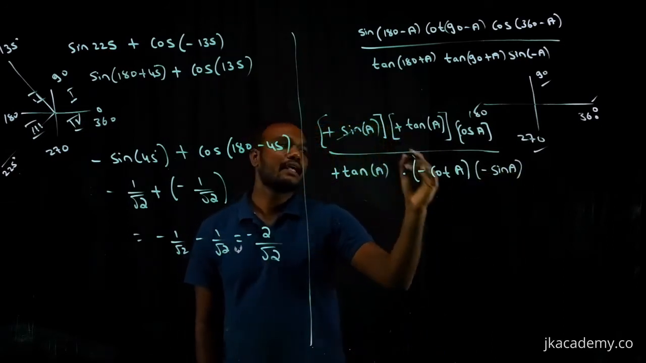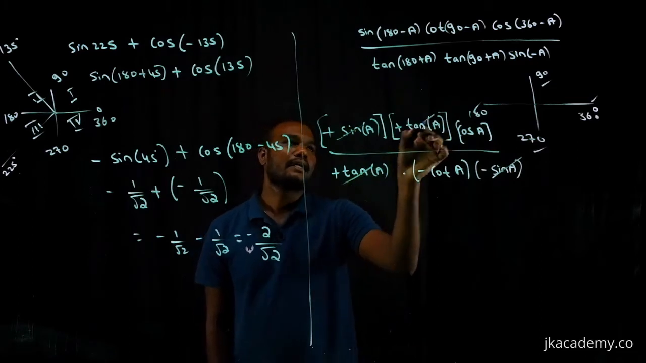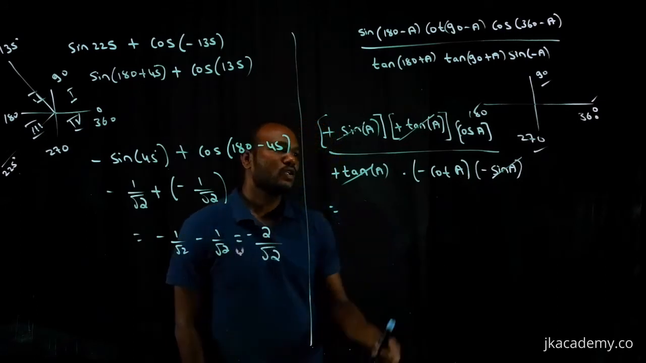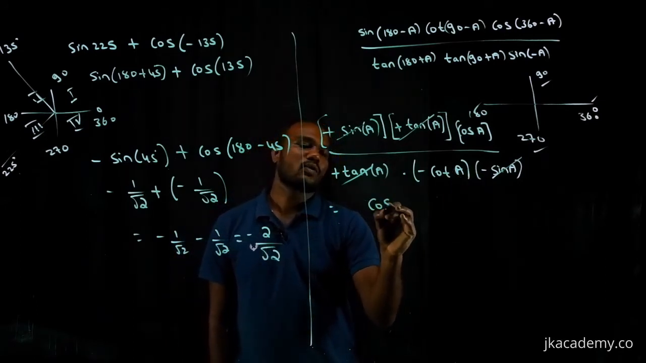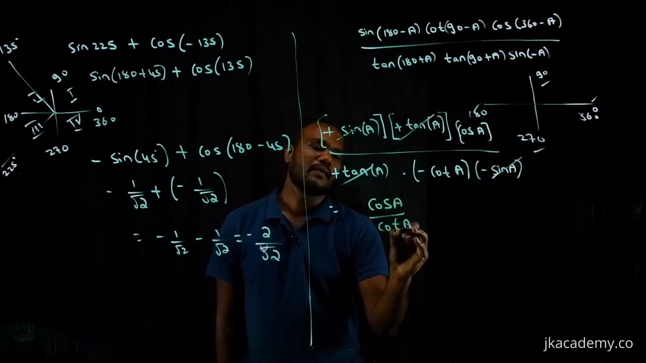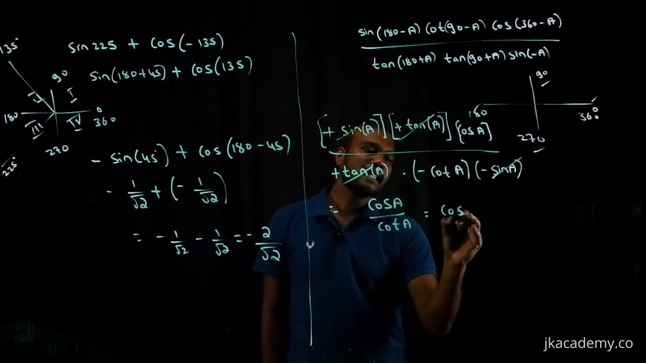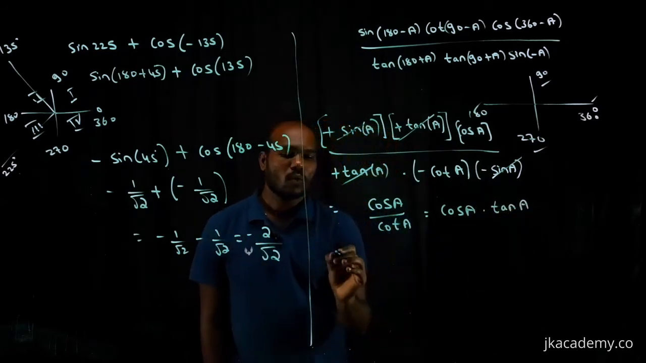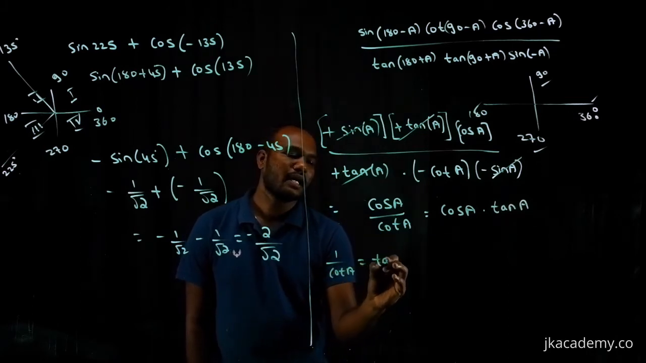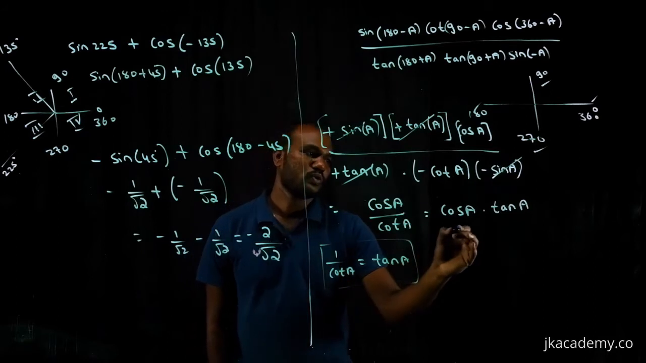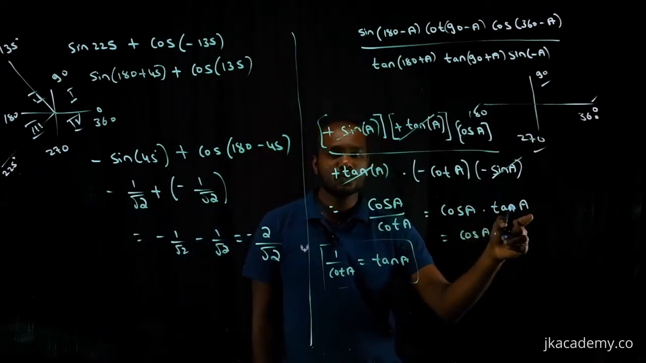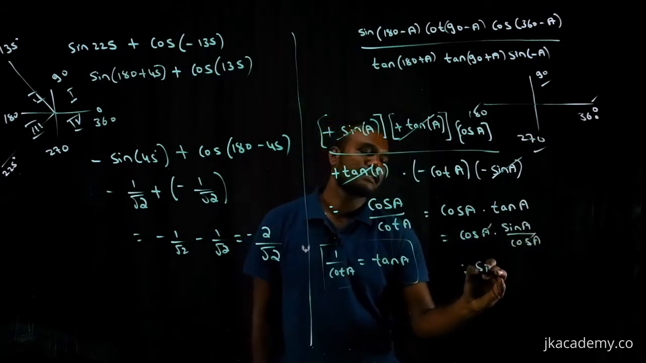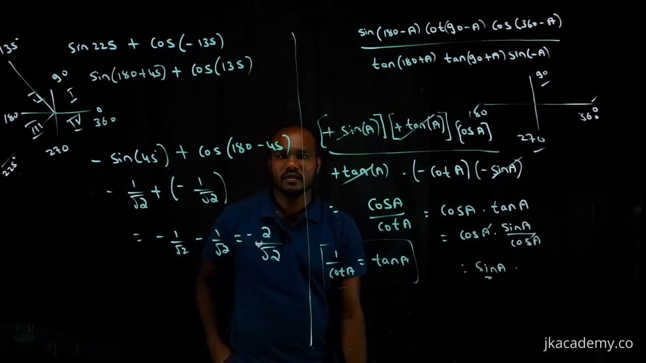What else can be cancelled? Sine a gets cancelled, and tan a gets cancelled, and cos a by minus cot a is remaining. Minus into minus is plus, so I can write cos a upon cot a. So can we write this as cos a times 1 by cot a? 1 by cot a is tan a. So this will become cos a times tan a, which is sine a upon cos a. So cos a gets cancelled. Sine a is the solution. Is that good?